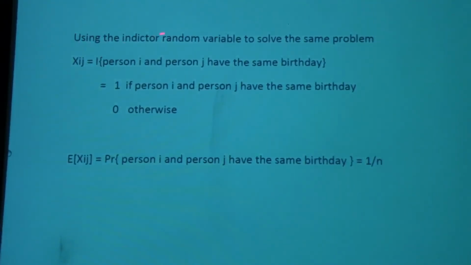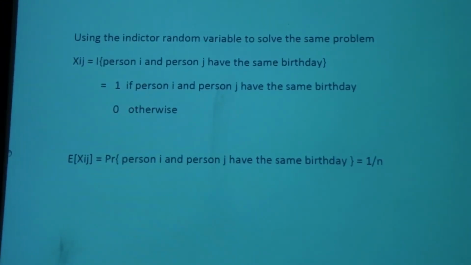Indicator random variable, IRV. We'll say Xij is equal to 1 if person i and person j have the same birthday. So if you're person 5 and you're person 7, X57 is 1 if you have the same birthday. It's 0 if you don't. So it's a binary variable, 1 or 0.